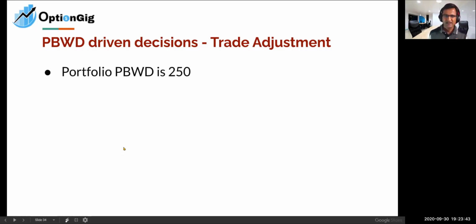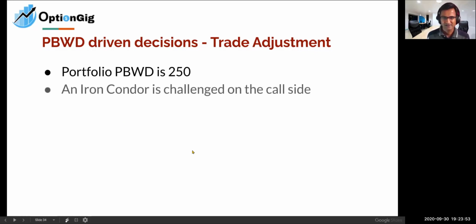Okay, think about it when you're trying to do trade adjustment. Let's say your portfolio beta weighted delta is 250. You were comfortable with 200, but now it is 250. And you have an iron condor which is challenged on the call side. So what do we do? If your call side is being challenged, we want to roll up the put side. But what happens if you roll up the put side? It will give you more deltas.